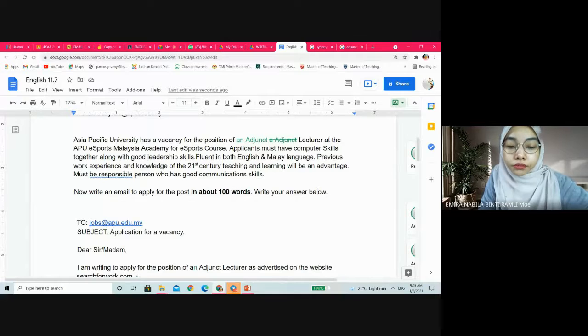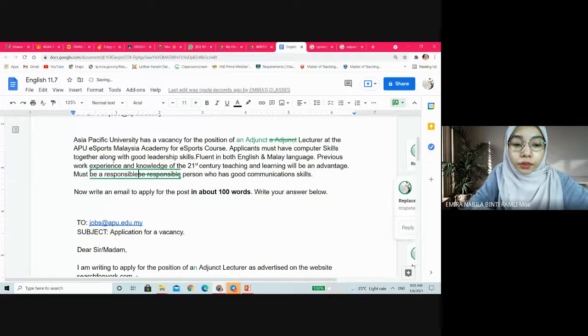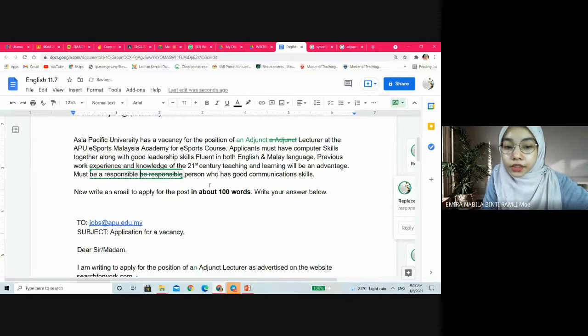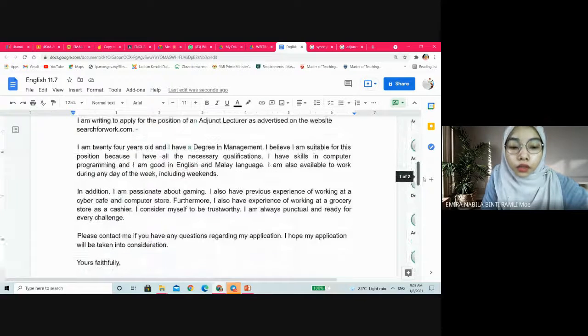Must be, again, must be a responsible person. Nampak tak Google document pun dah suggest untuk awak buat the same thing. Actually kalau awak revise your own Google document, you boleh buat your own pembetulan, your own correction. So must be a responsible person. But of course kita tak nilai you punya advertisement, kita nilai you punya email. Okay, last paragraph.